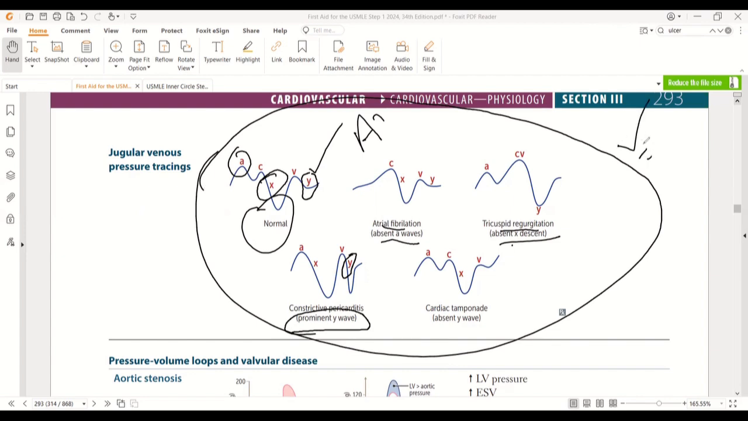So first you have to identify atrial fibrillation. What are the presenting features of atrial fibrillation? The pulse will be irregular in atrial fibrillation, tricuspid regurgitation, constrictive pericarditis, and cardiac tamponade. We will discuss these pathologies in the pathology section. So we have to conclude this session.